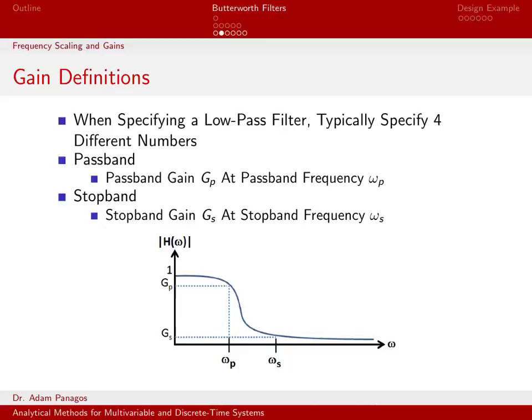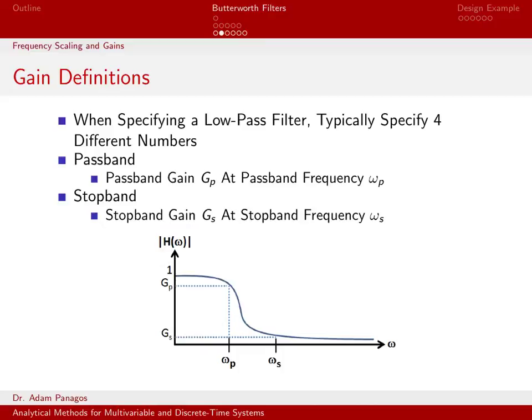So by simply replacing omega with omega over omega c, or replacing S with S over omega c, we can easily change the cutoff frequency of our filter and get a cutoff frequency that we want. Something else that we often want to do, though, when designing a filter is to control the gain. So sometimes we want to actually have a very specific gain. This is the amount that the frequency is changed in amplitude at a given frequency. So we usually want to specify that.